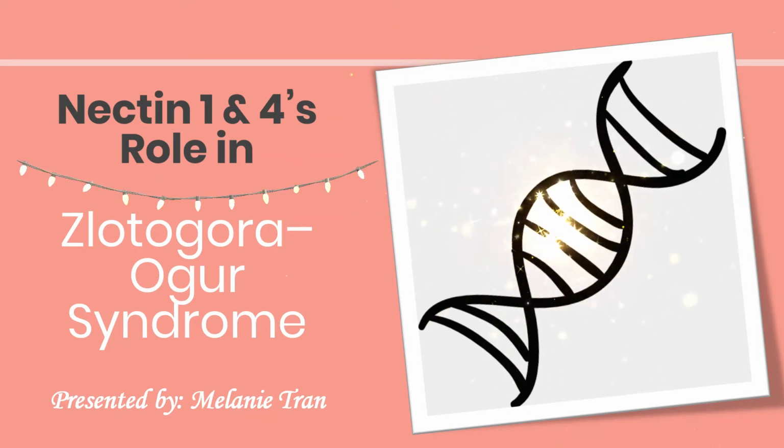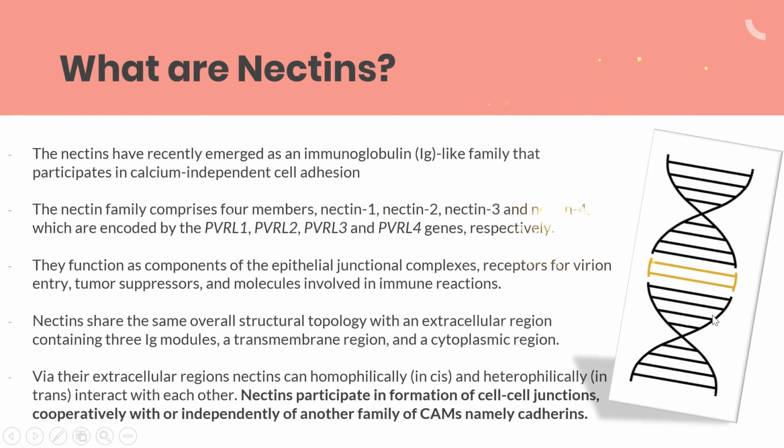Today we're going to be discussing Nectin 1 and 4's role in Zlotogora-Ogur Syndrome. So let's get started. So what are nectins? The nectins have recently emerged as an immunoglobulin-like family that participates in calcium-independent cell adhesion. The nectin family comprises 4 members, nectin 1, 2, 3, and 4, which are encoded by PVRL1, 2, 3, and 4 genes respectively. And PVRL just means poliovirus receptor-like.